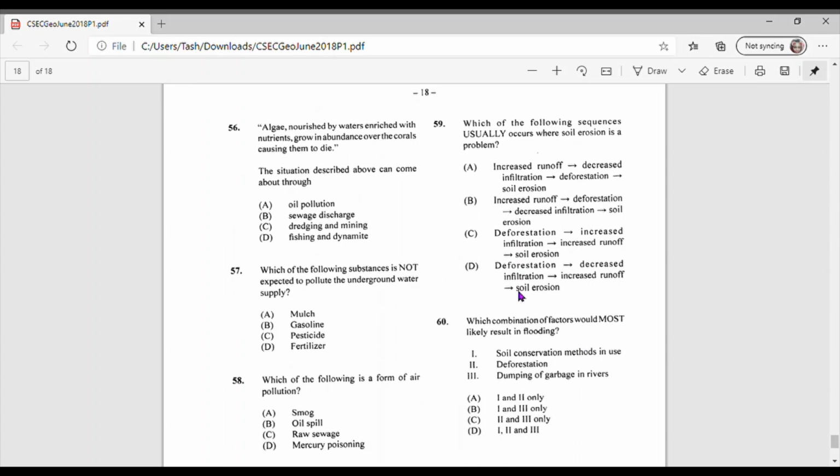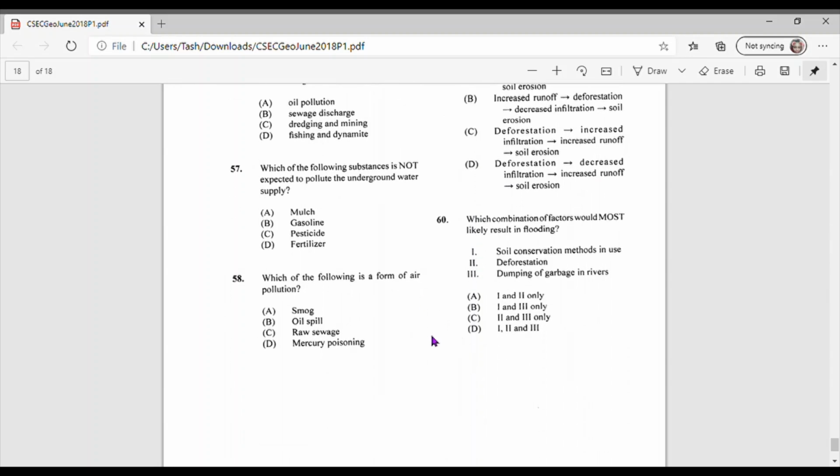Number 59. Which of the following sequences usually occurs where soil erosion is a problem? So increased runoff, decreased infiltration, no. So we would have deforestation first because it would have been the removal of the trees that would cause something else to happen. So deforestation, increased infiltration, no. Normally when you remove trees, there's increased runoff instead. So deforestation, decreased infiltration, increased runoff, and then soil erosion. So for 59, our answer would have been letter D.